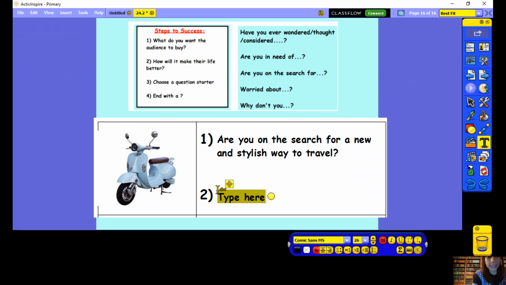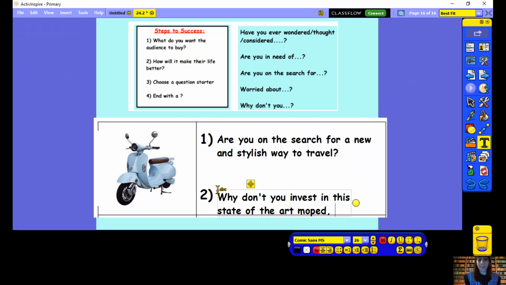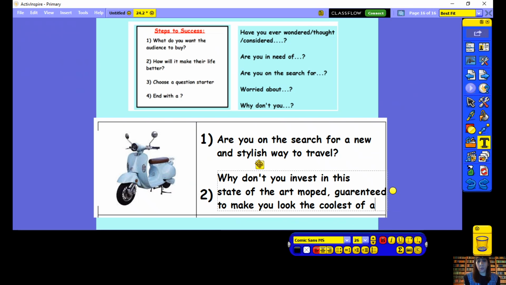So again, I know my product is this really cool moped. I know it's going to make my audience's life better because it's going to maybe get them places a bit quicker. It's going to look very stylish. I've already talked about it being stylish, so I think I'm going to go for "Why don't you?" Why don't you invest in this state-of-the-art moped? I'm going to go a bit crazy here, guaranteed to make you look the coolest of all your neighbors?